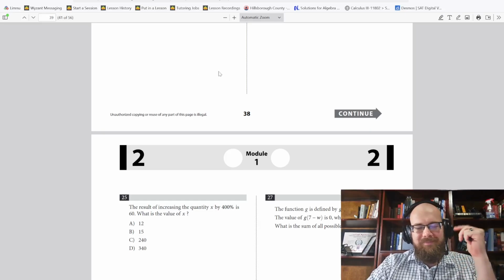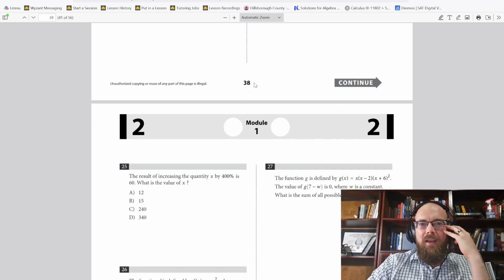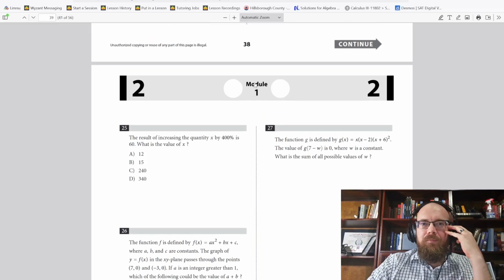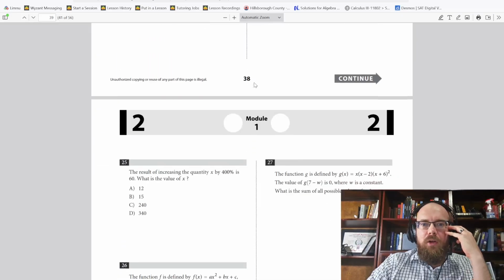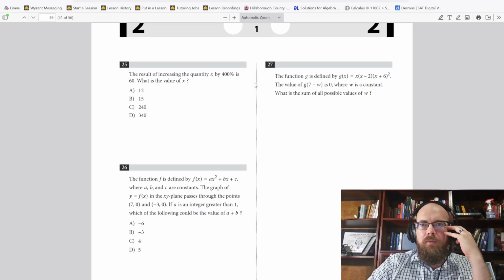Scout's honor, or whatever symbol that was. I never was in the Boy Scouts. But, so, I lost my train of thought.